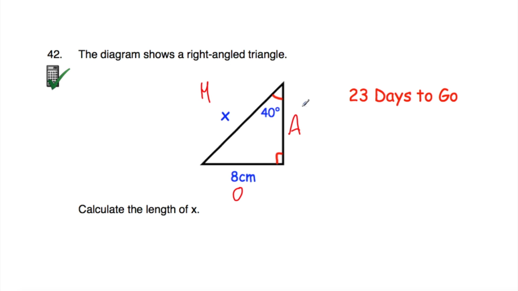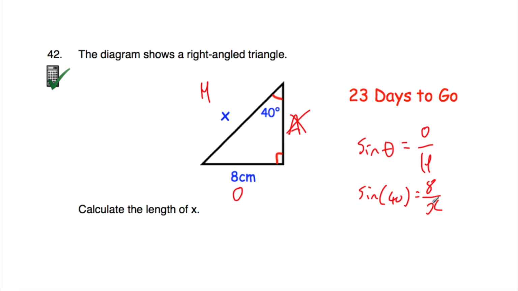Now in terms of this question, we're not trying to find and we're not using the adjacent, so we want to find which trig ratio will be using the opposite and the hypotenuse. So the sine of the angle, the sine of beta, is equal to the opposite divided by the hypotenuse, because that's using the opposite and the hypotenuse. So the sine of the angle, in this case the angle is 40 degrees, so the sine of 40 degrees will be equal to the opposite, which is 8, divided by the hypotenuse, which is x.